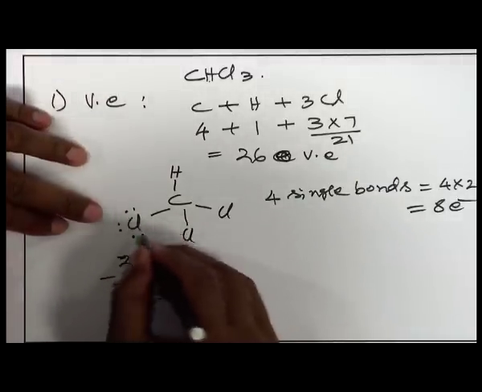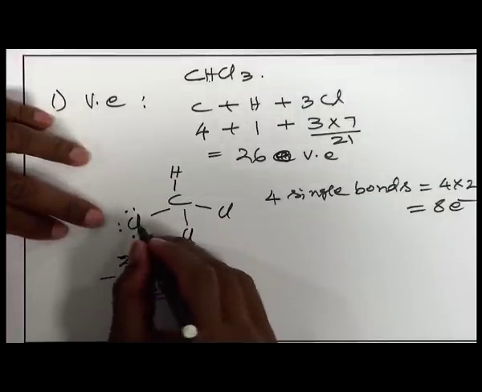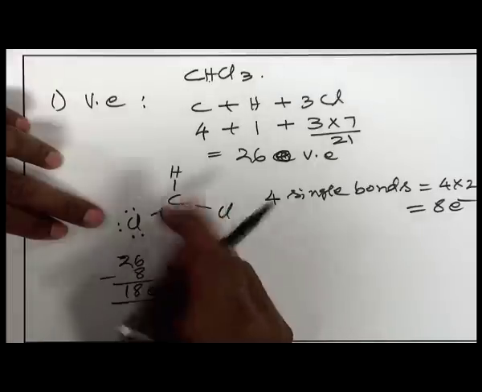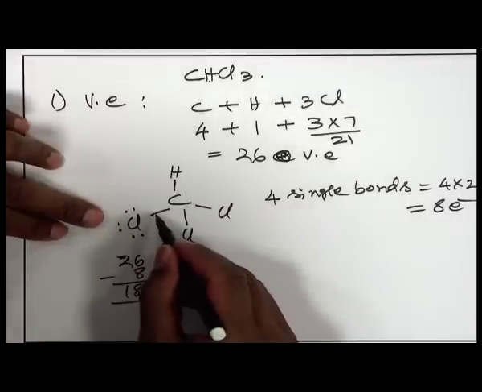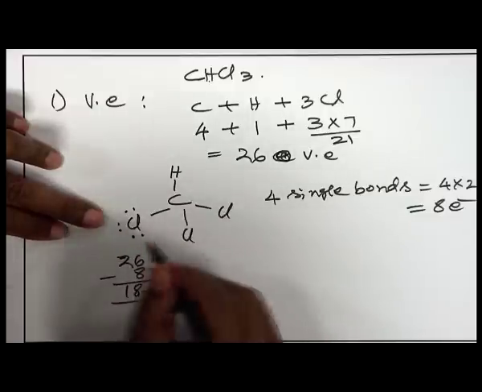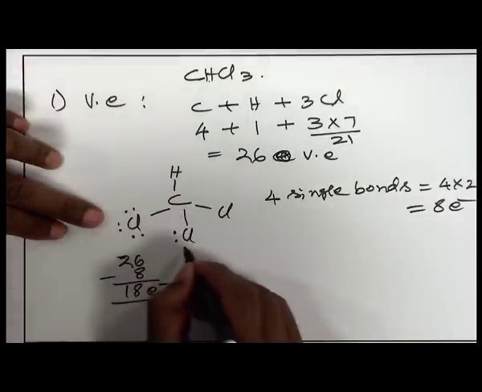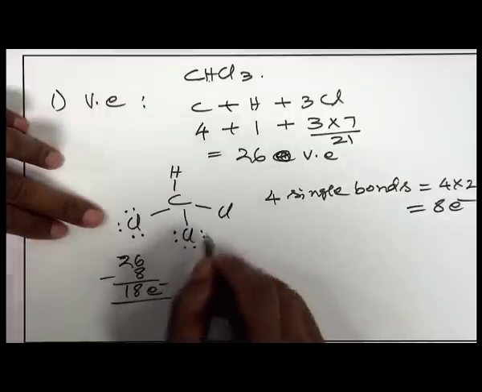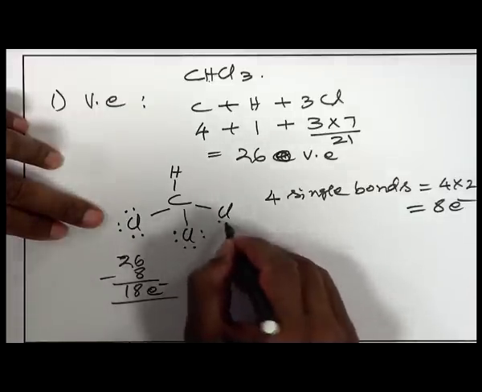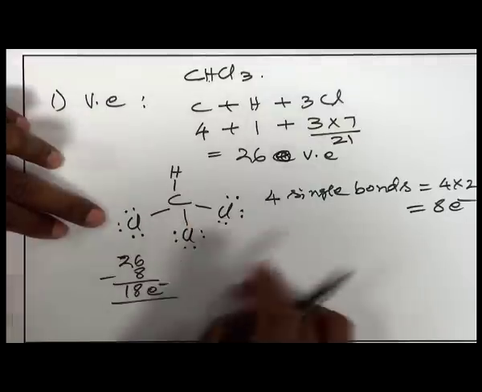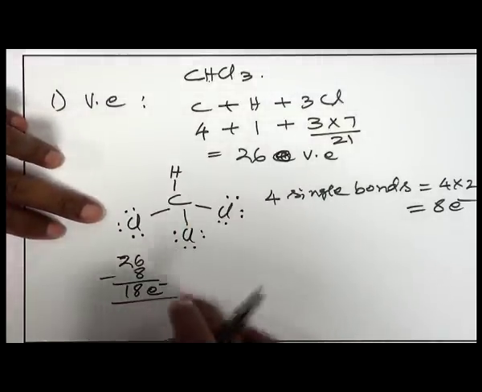So now I added 3 lone pairs around this chlorine atom. 3 lone pairs means 6 electrons. There is a single bond, that means 2 electrons. So now the number of electrons around this chlorine atom is 8. Similarly you distribute pairs as lone pairs here, and again the number of electrons around each chlorine atom is 8. Here is 8, here is 8, here is 8.